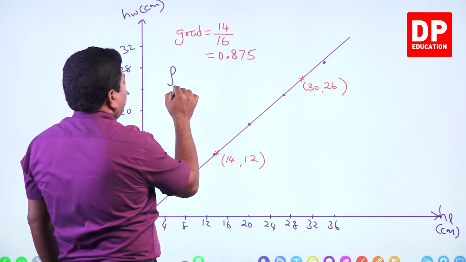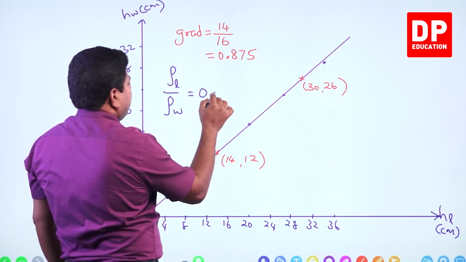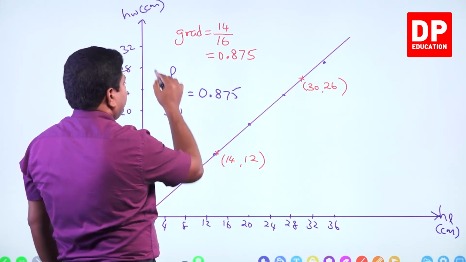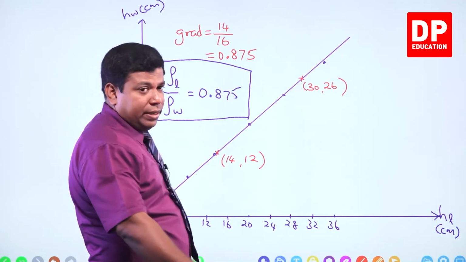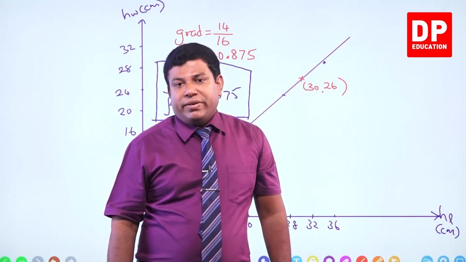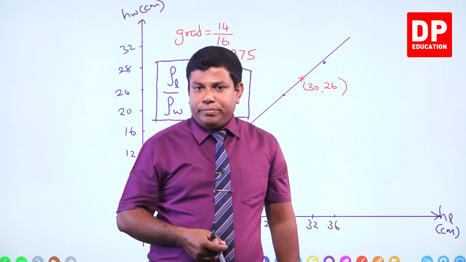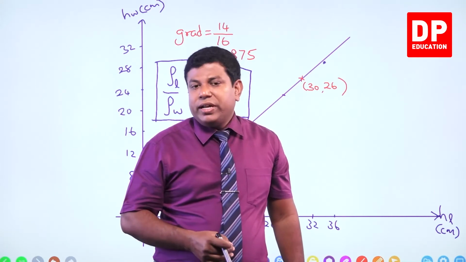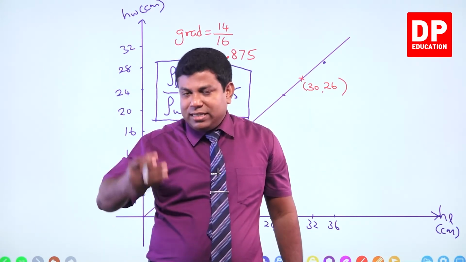So the relative density of the oil, rho L divided by rho W, is 0.875. If I take the density of water to be 1000, then the density of the oil we have used is 875 kilogram per meter cube. Clear? That's how we do the calculation based on the graph readings. So practice this again.